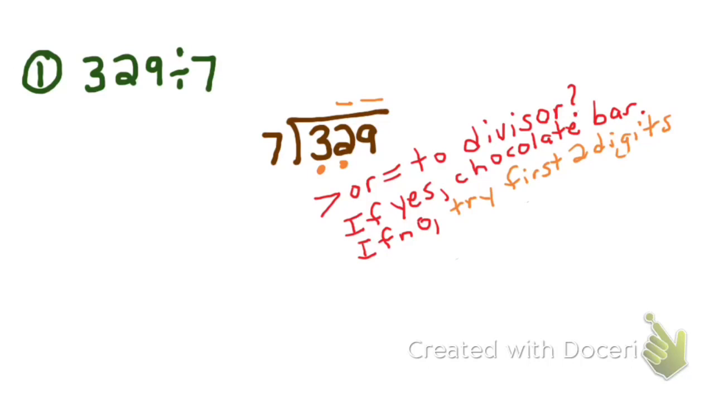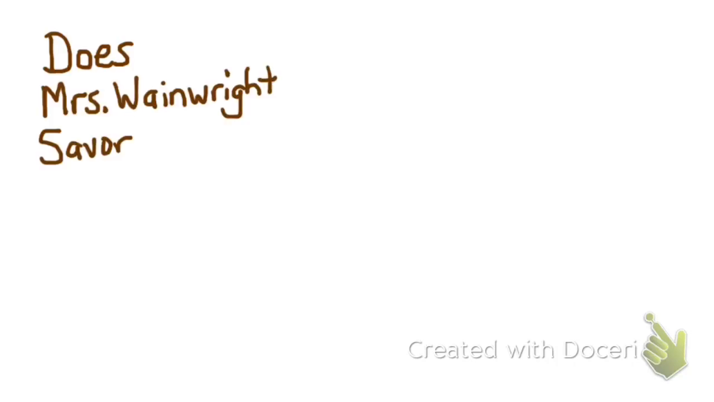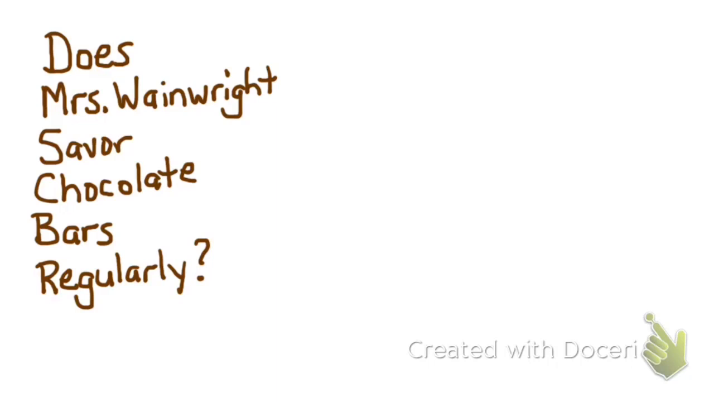The next part of her setup is writing down all of the initials for the following saying. And in our class, these are the steps for remembering how to do long division. Does Mrs. Wainwright savor, which means taste, chocolate bars regularly, which means all the time? And the answer to that question is certainly. So we remember how to do long division by, does Mrs. Wainwright save her chocolate bars regularly? Certainly.